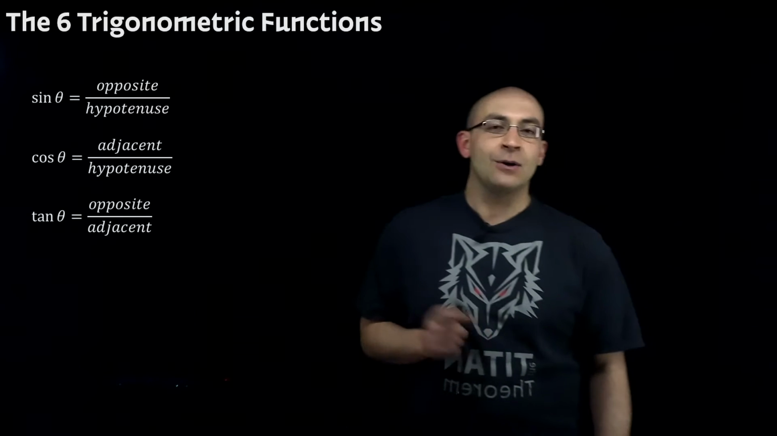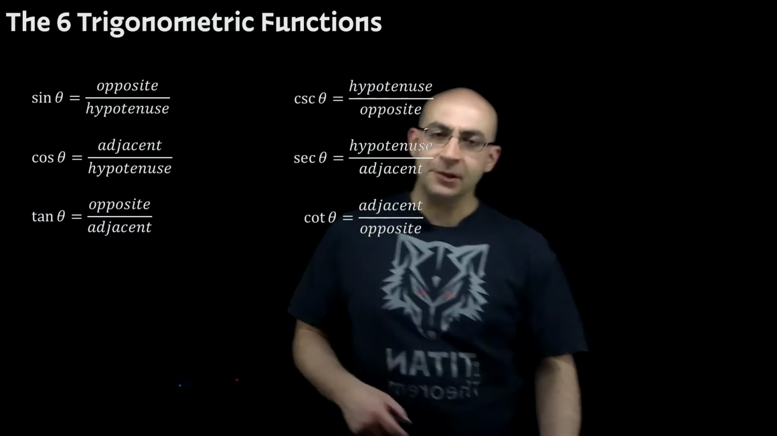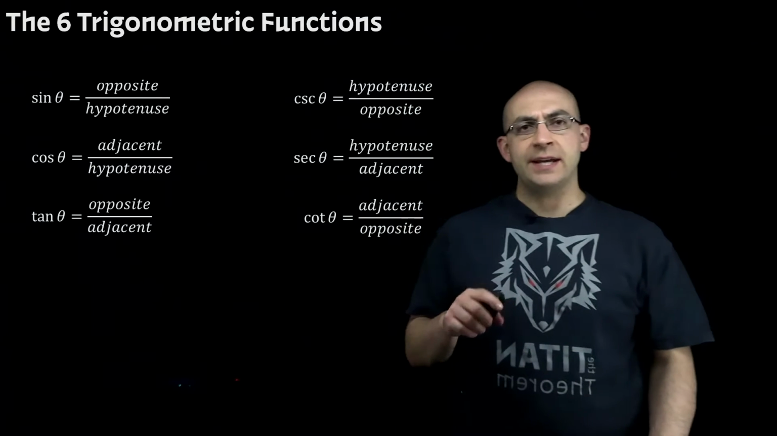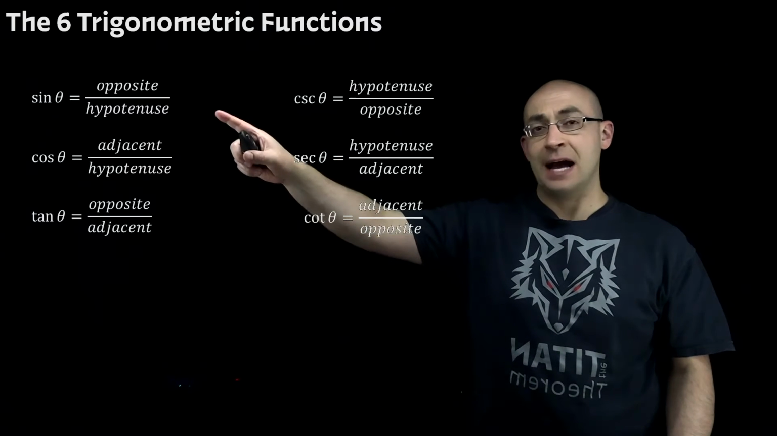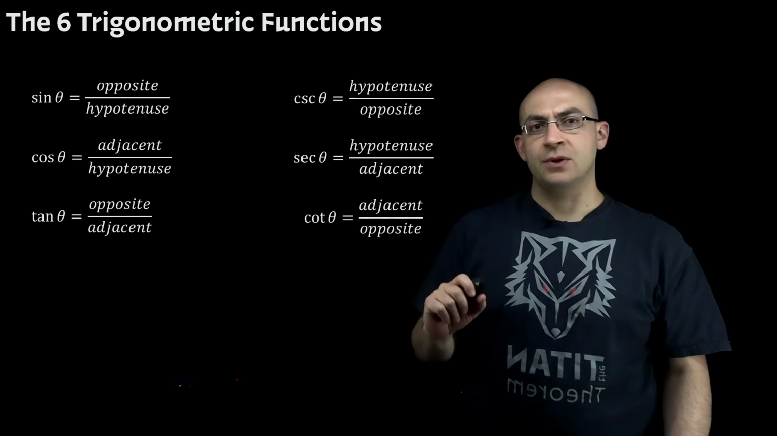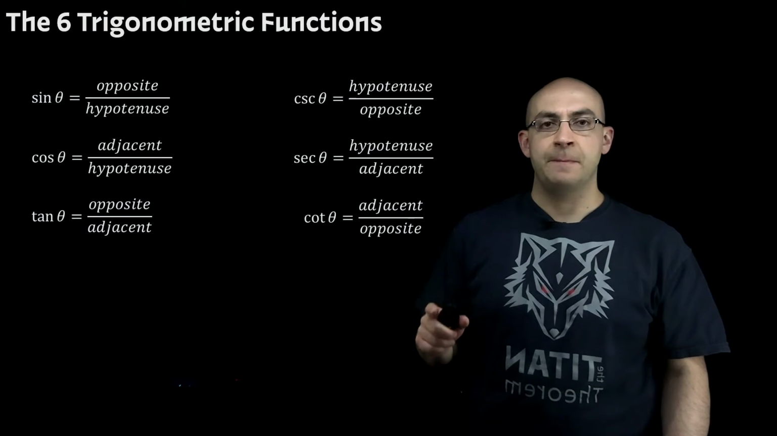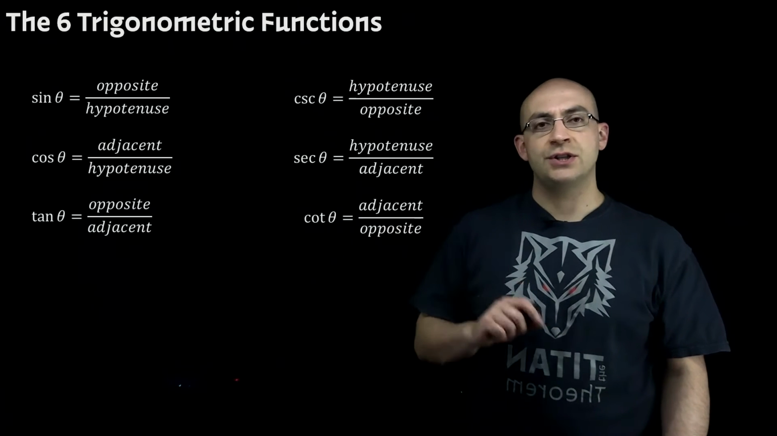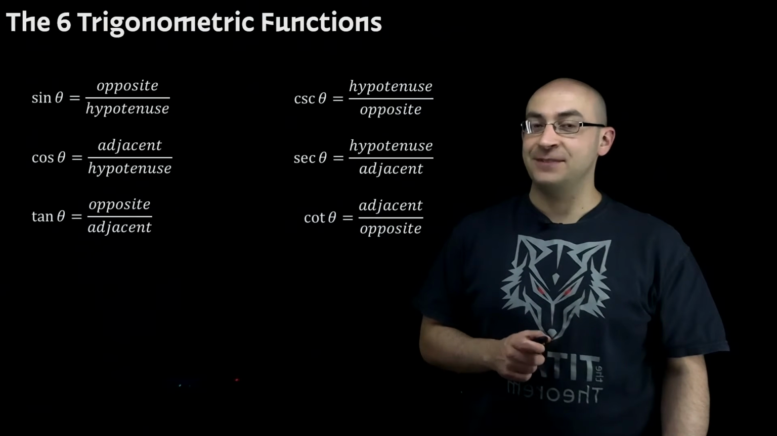Again, we have our SOHCAHTOA functions, sine, cosine, and tangent. But take a look at the 3 new ones. Cosecant is hypotenuse over opposite, which is exactly the inverse or opposite of sine. Secant of theta is hypotenuse over adjacent, which is the exact opposite or inverse of cosine. And then we have cotangent, which is adjacent over opposite, which is exactly the opposite or inverse of tangent.